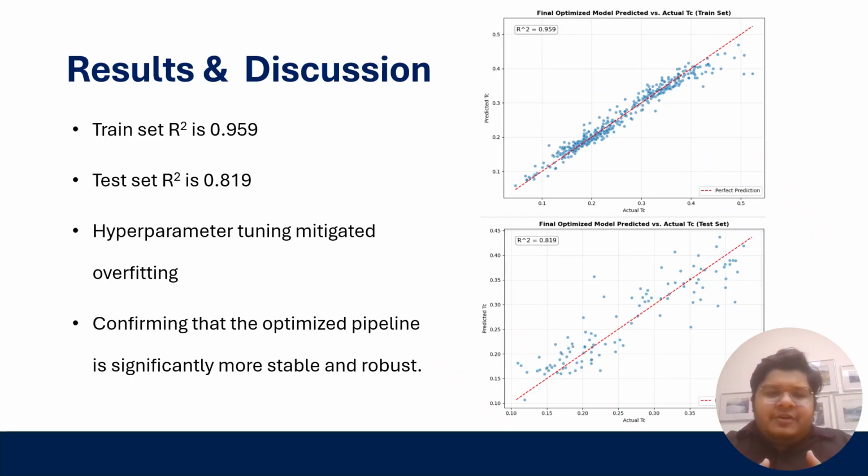The final pipeline results: the train set R-square for the final pipeline is 0.959 and the test set is 0.819. Hyperparameter tuning significantly mitigated the overfitting issue, and hence it confirms that the optimized pipeline is significantly more stable and robust.